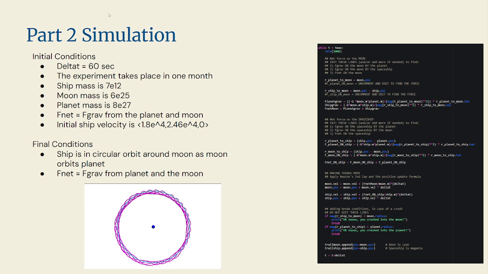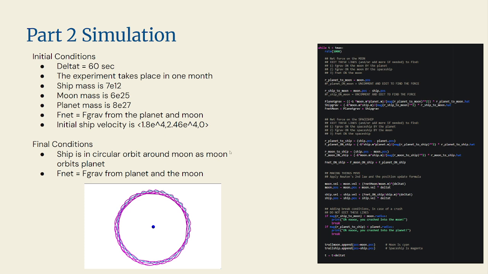So the initial conditions of the second simulation is that our delta t is the same at 60 seconds. However, this time the experiment takes place in 1 month to allow for the orbit to saturate and see what the pattern looks like. Our ship mass is 7e12, moon mass is 6e25, and planet mass is 8e27. All of these are constant, and our F-net on the ship is the force of gravity from the planet and the force of gravity from the moon. Our initial ship velocity is <1.8e4, 2.46e4>, and this is obtained from a guess and check method where it is plugged in and just seeing how it works.